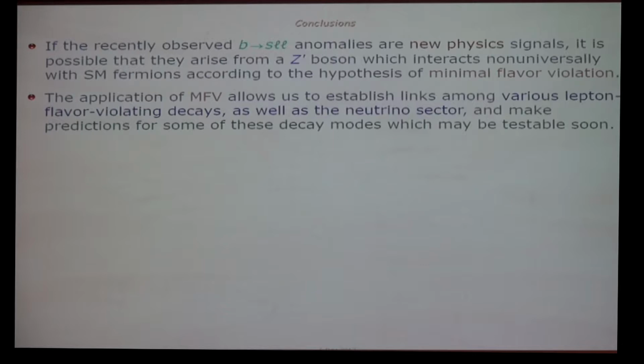Any questions? Normally when we think about Z prime couplings, we focus on anomaly-free combinations, and charges that are rational numbers, integers, and so on. So what is the UV completion you have in mind for the MFV coupling with Z prime?